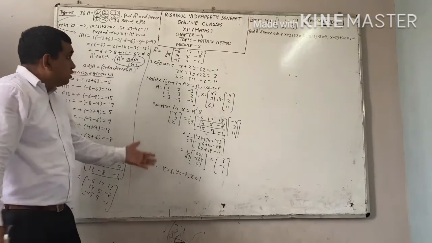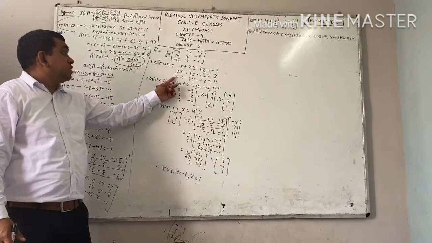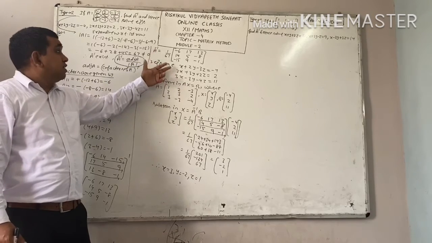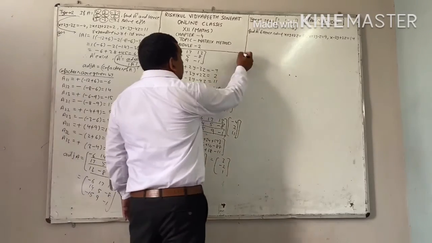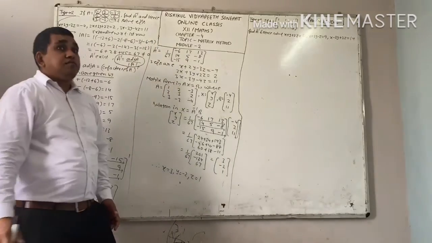And you can verify your answer also by putting these values of x, y, z in these three equations. If these three equations are satisfied, then your answer is correct. Otherwise, there is some mistake. Check yourself. Now move to the next type, number 3.